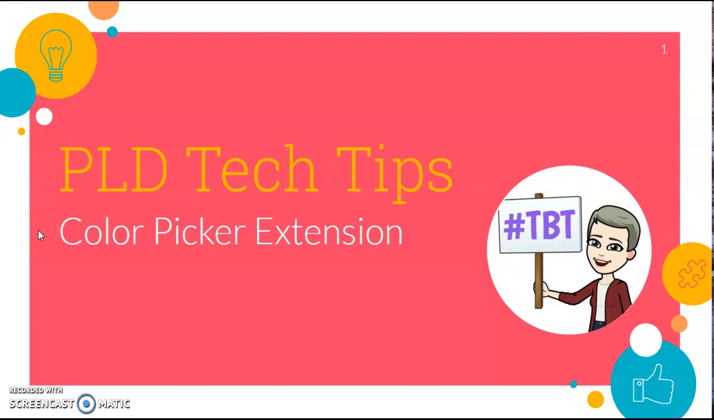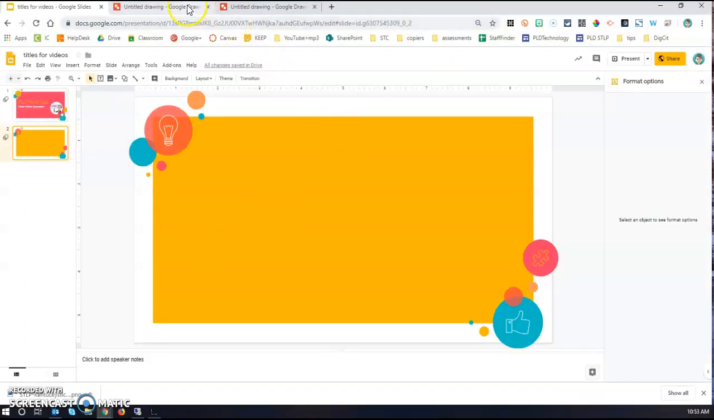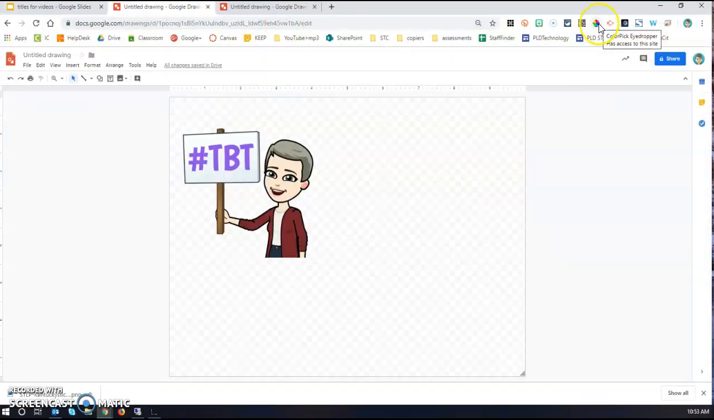Today's tech tip is on one of my favorite Google Chrome extensions, and it is the Color Picker extension. To install this extension, all you need to do is do a Google search for Color Picker Eyedropper extension, and it will appear up here as this little colored wheel.